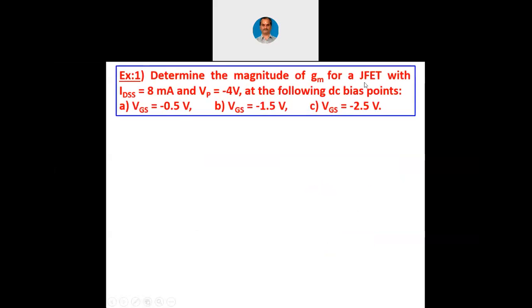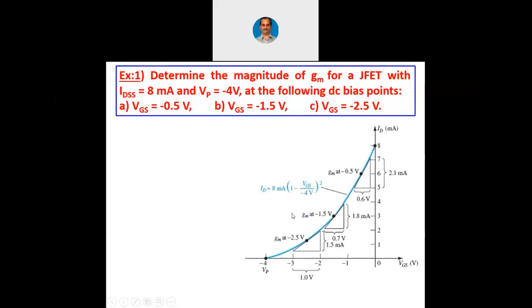Determine the magnitude of GM for a JFET with IDSS equals 8 milliampere, VP equals -4 volts, at the following DC bias points: VGS equals -0.5 volts, VGS equals -1.5 volts, VGS equals -2.5 volts. You already know how to plot the transfer curve. I will not ask you to do it now, because we have already done such exercises earlier. So I will directly show you the curve now. This is the curve. IDSS is 8 milliampere and VP is -4 volts, and we can plot the transfer curve in this manner.